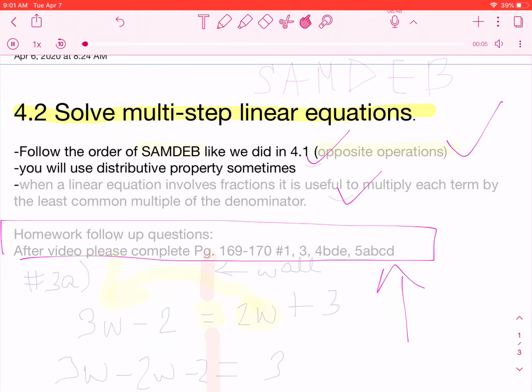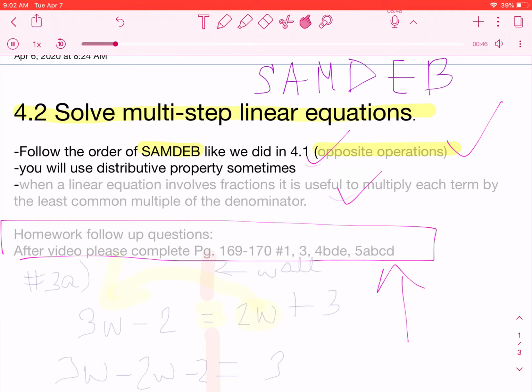I'm going to do a little video on how to do section 4.2, which is how to solve multi-step linear equations. Similar to 4.1, you're going to follow the steps for SAMDEB. SAMDEB is just BEDMAS backwards, which stands for subtraction, addition, multiplication, division, exponents, brackets. Using SAMDEB, you can help solve and isolate for your unknown variable, and that's something that you worked on in 4.1.